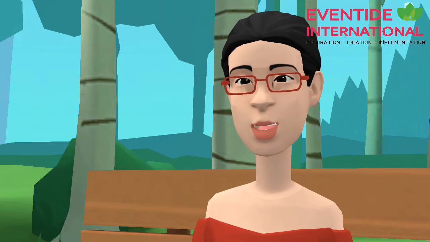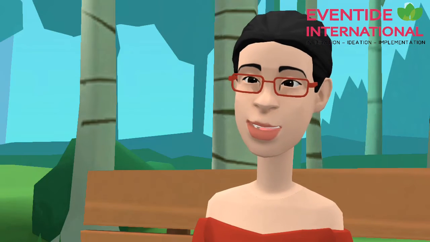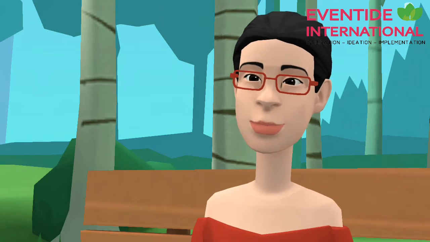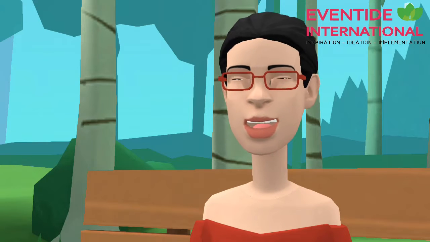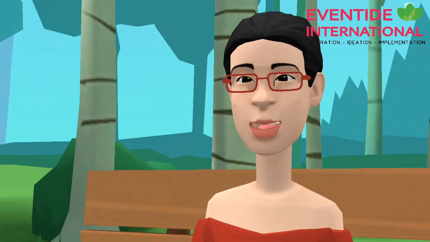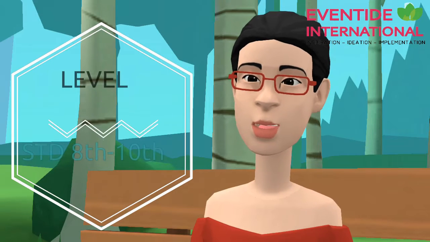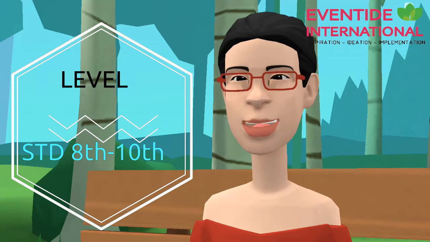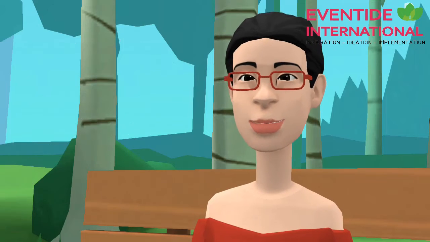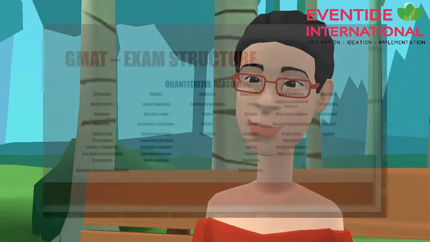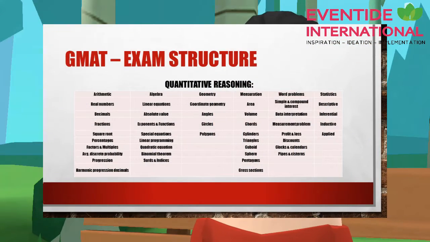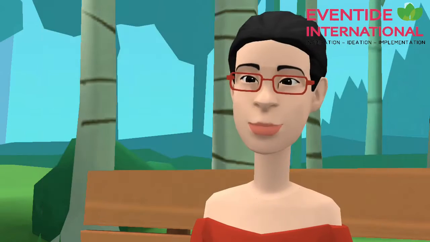The quantitative section of the GMAT exam will test you in 6 major areas. It is important to understand that all the questions that you are going to face in your quantitative section will be of standard 8th to standard 10th level of the Indian curriculum. You may face random questions from arithmetic, algebra, geometry, mensuration, word-type problems, and statistics. A detailed chart of the chapters included within the GMAT quantitative syllabus is listed herein.